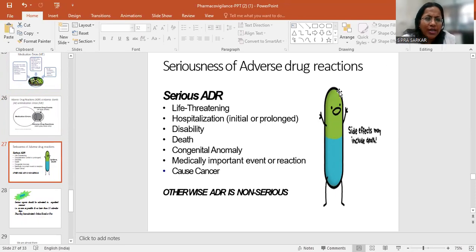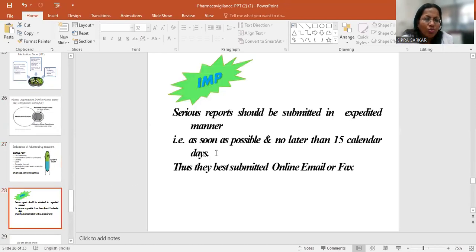So seriousness of adverse drug reaction: serious adverse reactions are very complicating, like life-threatening problems, hospitalization for initial or prolonged time, disability may be there, and death is the maximum problem. Congenital abnormality can be there for the patient, and medically important reactions can be there which cannot be overcome, and it may also cause cancer. If these problems are present, these are serious adverse reactions. But if these problems are not seen, they are not so serious. Side effects may also be included, but serious adverse reactions are like this. Importantly, a serious report should be submitted in an expedited manner as soon as possible, and no later than 15 calendar days. Thus, they will be submitted by the different companies that are monitoring.